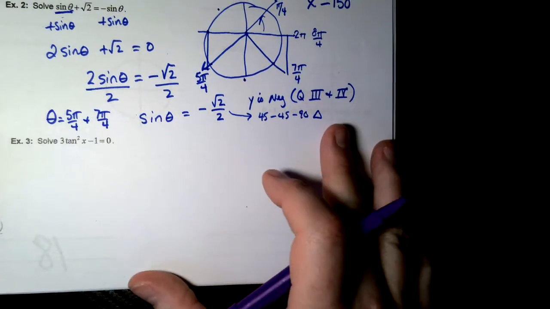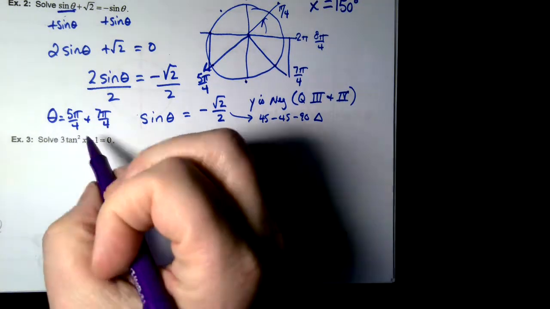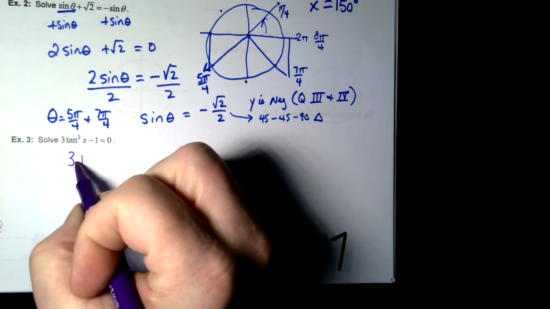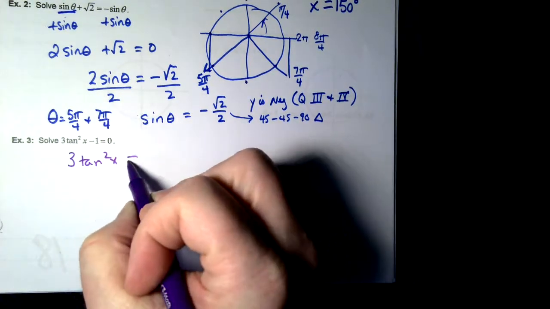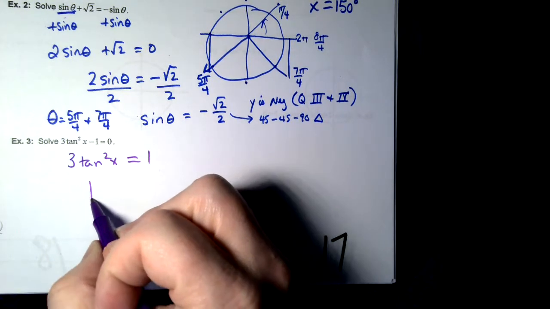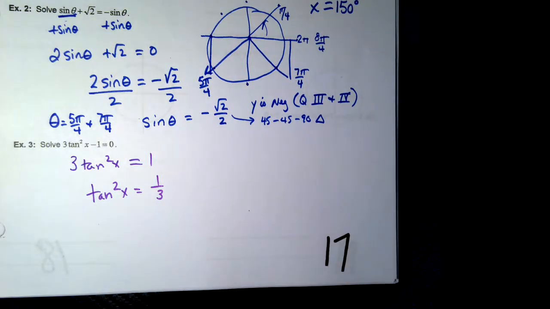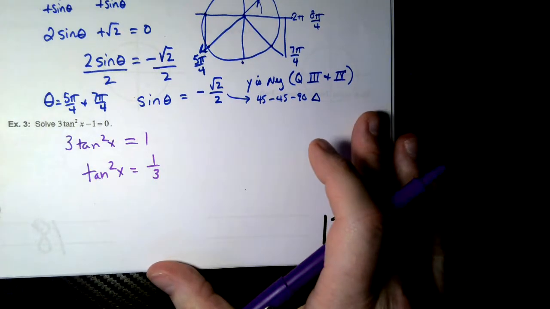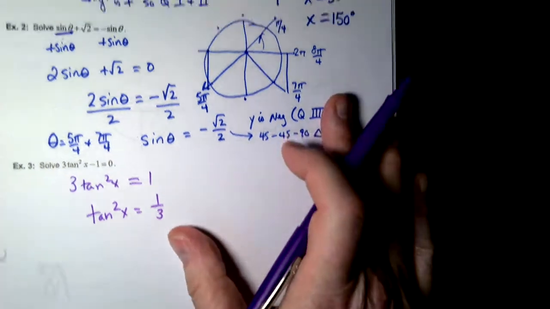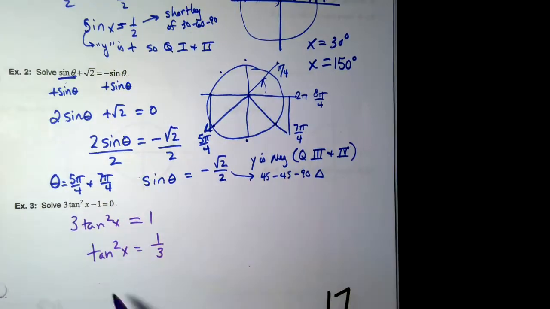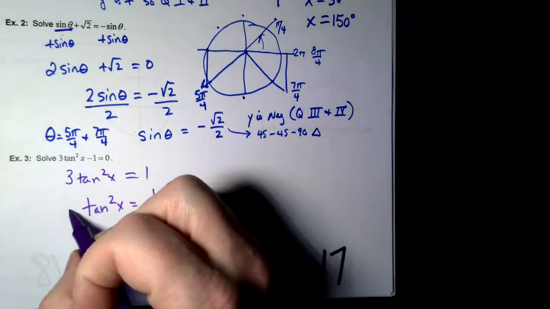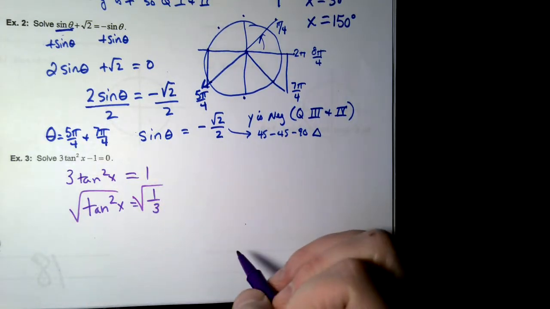Example 3, same idea, now with a tangent problem. I'm going to add the 1. 3 tan squared x equals 1. I'm going to divide by 3. Tan squared x is equal to 1/3. All right, so that's a little bit different kind of problem. We didn't have anything squared, but it's the same thing. If it said x squared, what would we do to both sides? Square root it. Well, we're going to do the same thing. We're going to square root both sides.